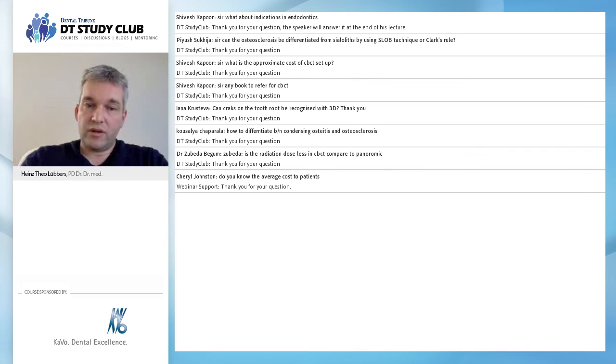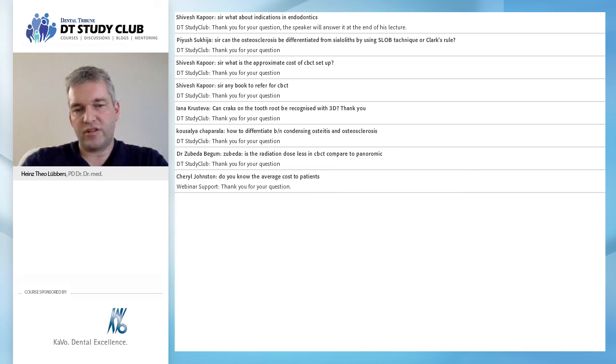Next question. Can cracks on the tooth root be recognized with 3D? Thank you for the question. They generally can, but you can't rule them out. If you have a crack and you have some degree of dislocation, you will see the crack in the root. However, if the dislocation is minimal, you cannot rule out a crack in your cone beam CT. That's a big problem because normally, you want to rule out that there's a crack.